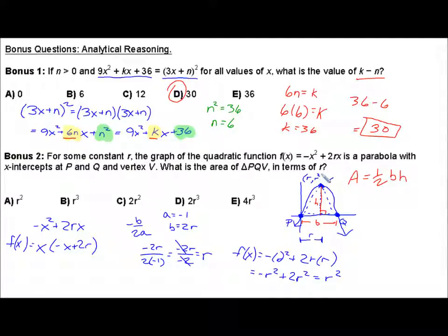The vertex then is r squared, that's x and y. So my height is r squared. Therefore, the area of that triangle is given by 1/2 the base, and the base is not r, it's actually 2r, since r was just half, times the height.